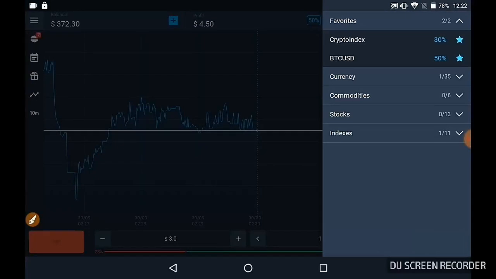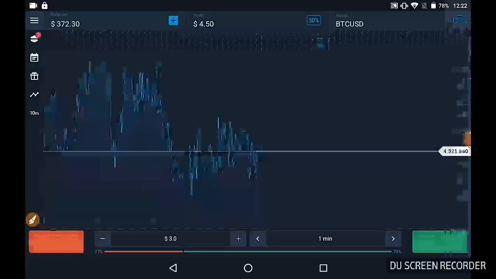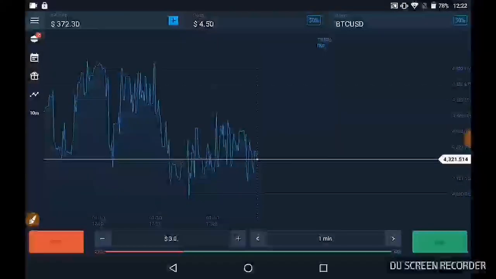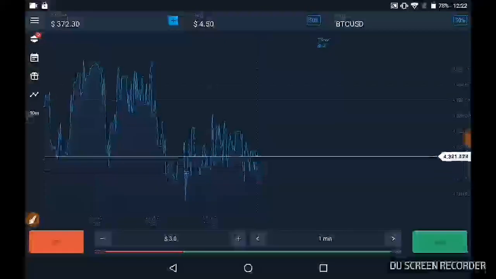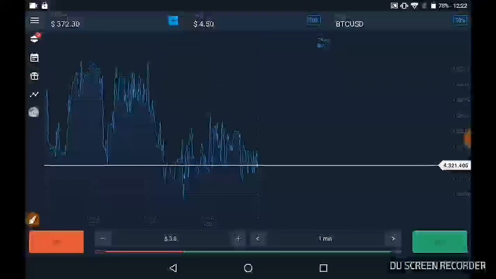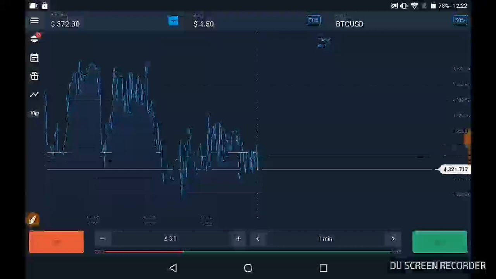Your profits on Crypt Index are limited to 30%, which is what you see here. And then here's the graph for the Bitcoin. Except this is a 10-minute chart. I prefer to look at a little longer duration.